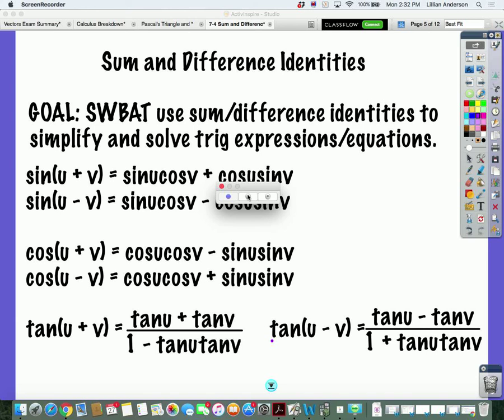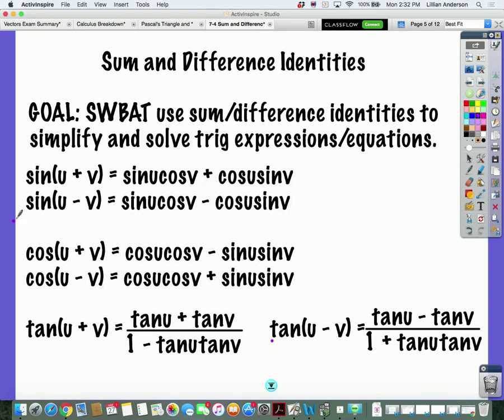So here are the identities listed. These are just the ones that I typed up, the ones that I already printed out for you. Instead of having U's and B's, they have alphas and betas. Basically, all U and B, alpha and beta, they just represent an angle. Okay, so you can use any variable with them. You can use X and Y, A and B. Okay, they just represent variables.